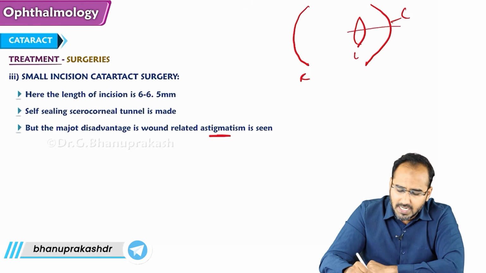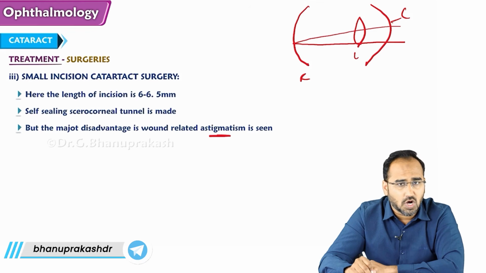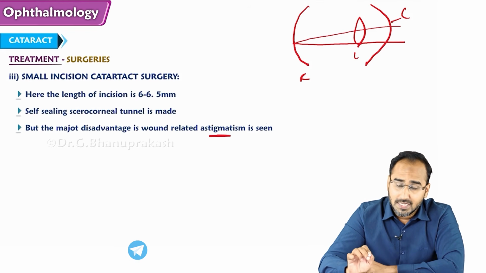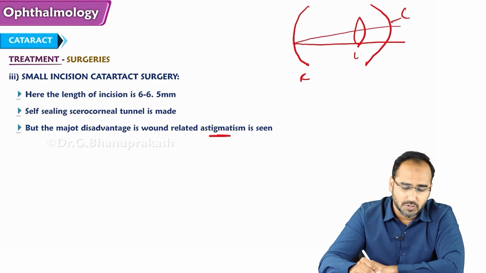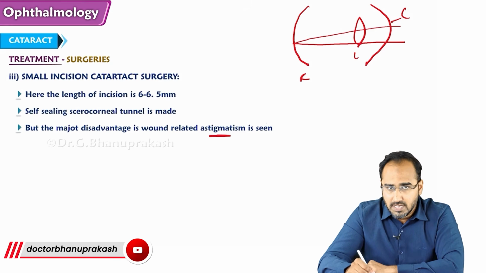Normally, the light rays should focus on the retina. That is the normal rule. If the light rays focus behind the retina, that is hypermetropia. If the light rays focus before the retina, that is called myopia.